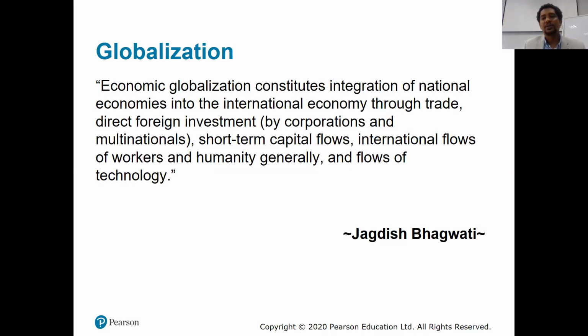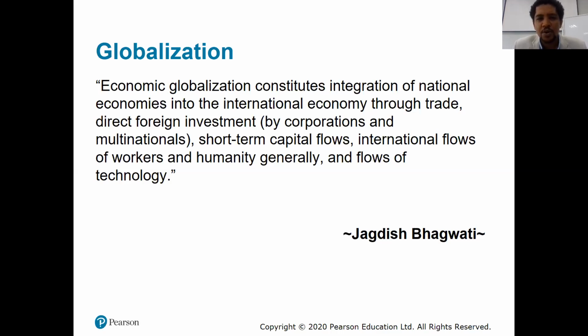And so let's come to the concept of globalization. Simply explained, globalization is the transformation from local or national industries to global ones. This is just a simple explanation of the economic process, going from local to global. But in its broad sense, economic globalization constitutes the integration of national economies into the international economy through trade, direct foreign investment by corporations and multinationals, short-term capital flows, international flows of workers and humanity generally, and flows of technology. This is a general definition of globalization.